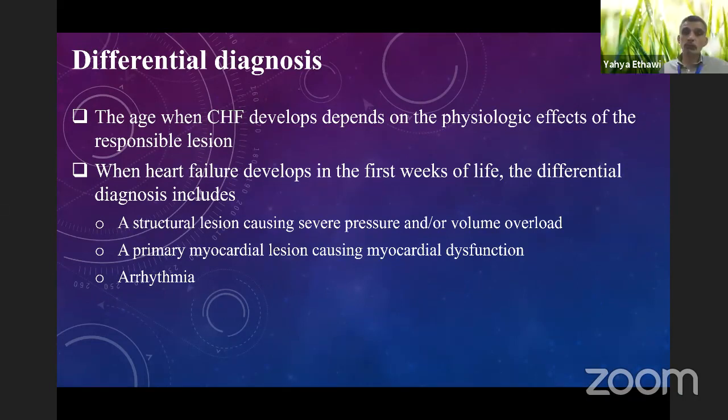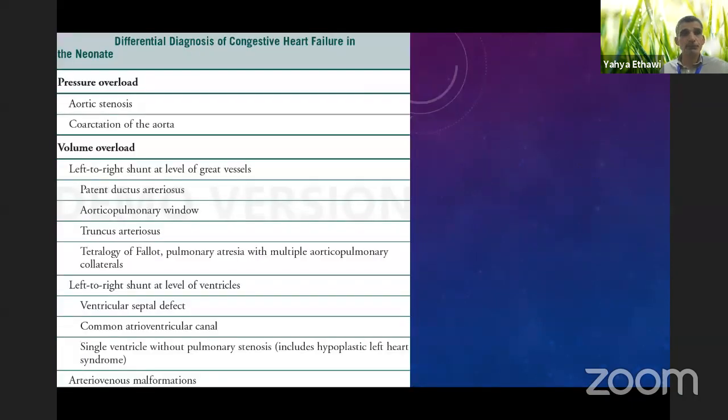So what is the differential diagnosis of congestive heart failure? You can have a structural lesion causing severe pressure overload. You can have a primary myocardial lesion. You can have an arrhythmia that can give you heart failure. So how do you approach it? You need to know, is it a pressure overload or a volume overload?